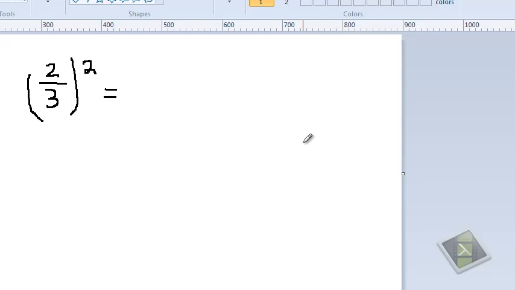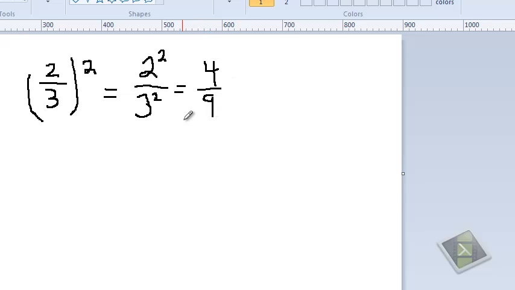We have 2/3 squared. Now what you do in this case is if you have a fraction raised to a power, you're going to take top and bottom both to that power. So on top we have 2, we're going to take it squared, 2 squared here. On the bottom we're going to have 3 squared. You just take each part to that power. It's kind of a power of a product rule with a little bit of a twist with a fraction. 2 squared is 4, 3 squared is 9.